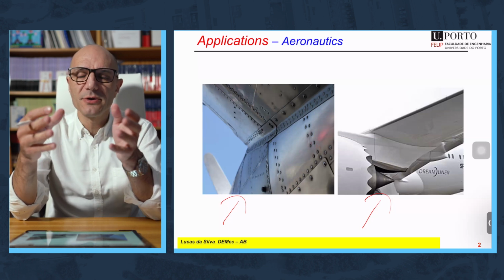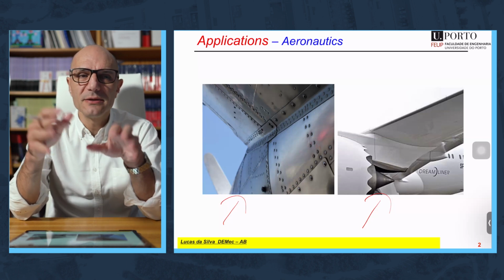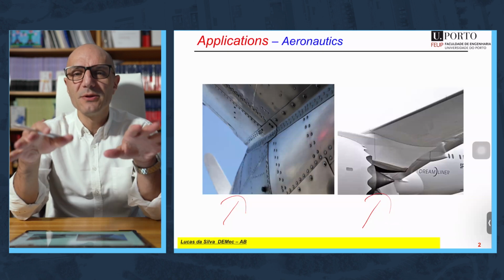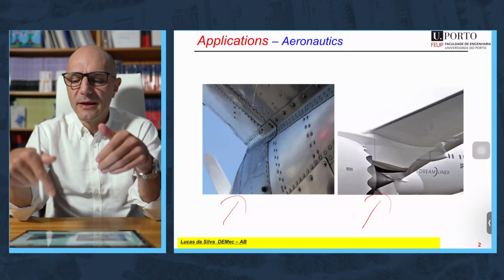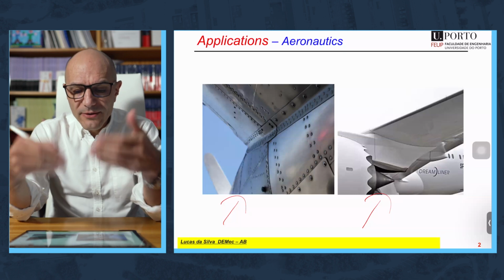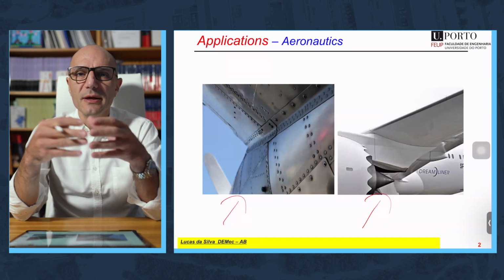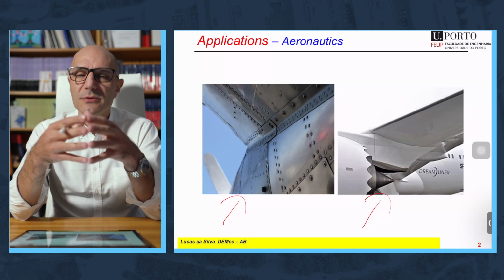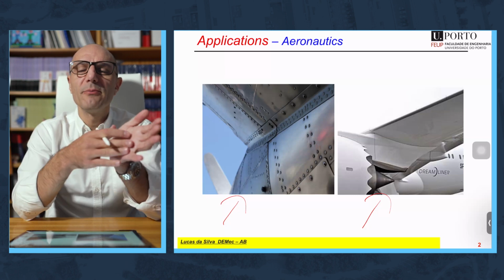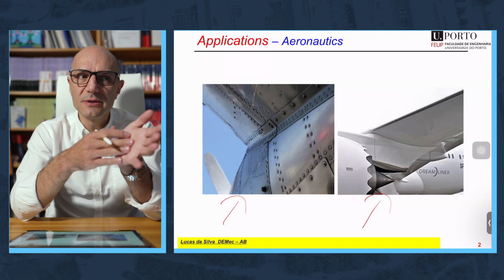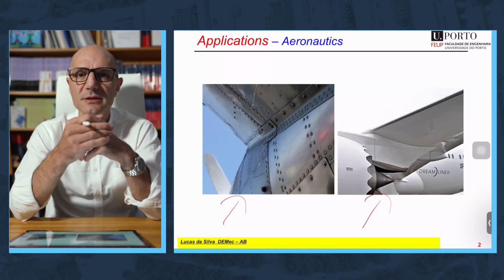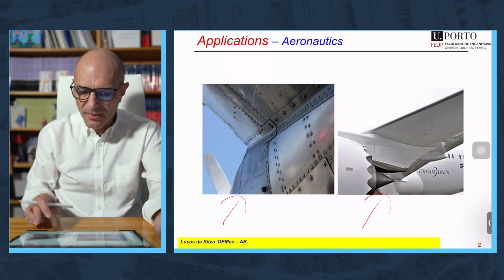Primary structure is a structure where when it fails, the airplane goes down. Secondary structure, it might fail, but the plane can still go on. And even though this industry is pioneer in the use of adhesives, they are still reluctant to use it alone in primary structures. So they would use it, okay, but with an additional joining method such as rivets.